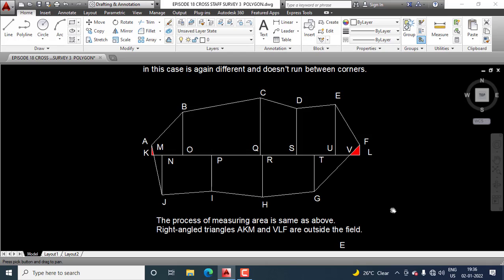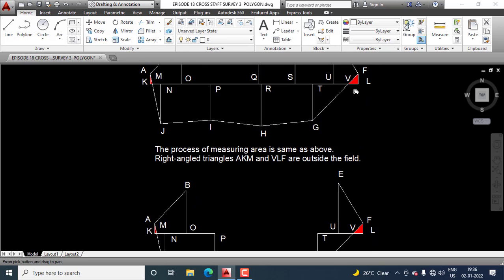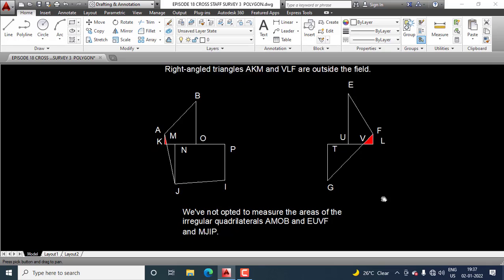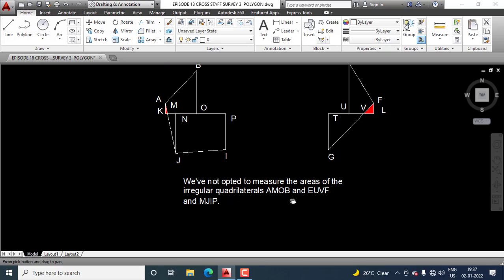They are outside of the field. The areas must be deducted from the total area. If we reproduce these irregular quadrilaterals here, we must survey this quadrilateral again, choosing a baseline here also. So that will be laborious and the mathematical work is also laborious. We have not opted to measure the areas of the irregular quadrilaterals AMOB and EUVF and MJIP.